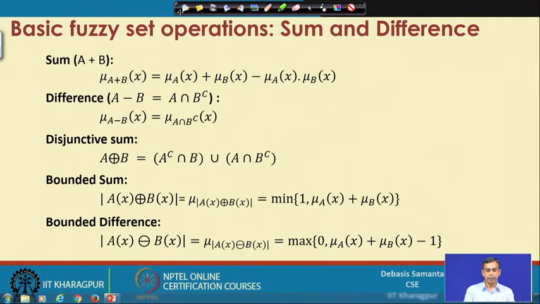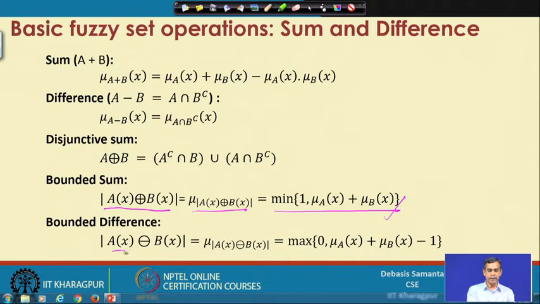Next is the bounded sum. The bounded sum expression is denoted by this, where A and B are the two fuzzy sets, and the membership values of the resultant fuzzy set are obtained using this formula. It basically takes the minimum of 1 and the sum of the membership values of A and the membership values of fuzzy set B. So, this is the bounded sum, and another is the bounded difference.